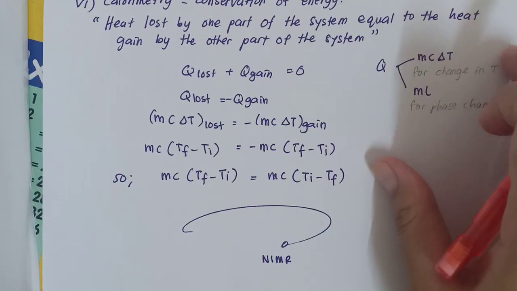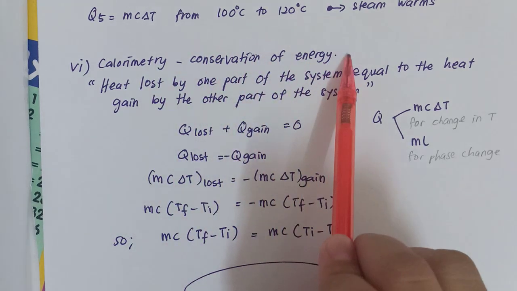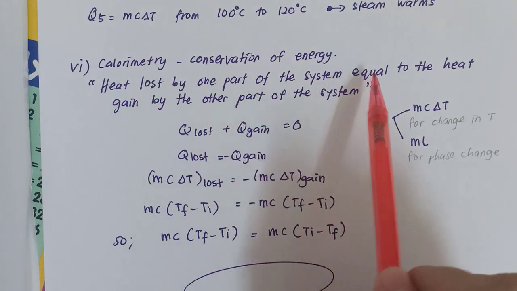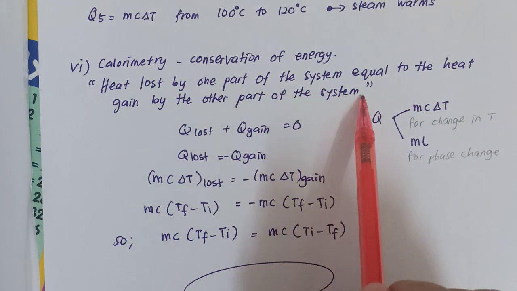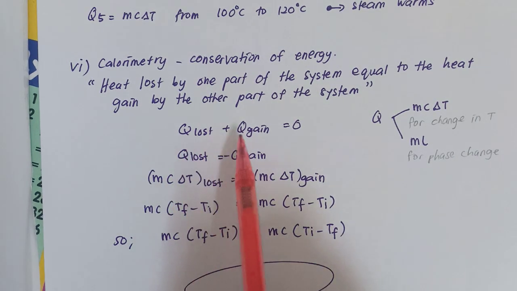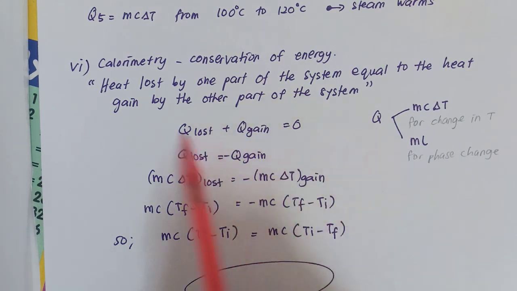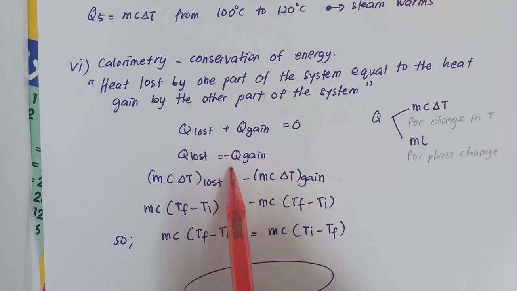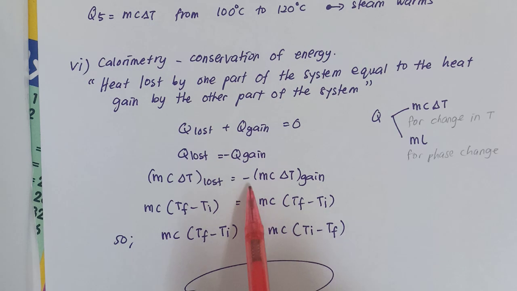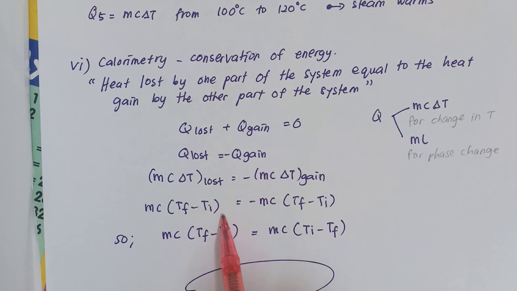And last but not least, we have calorimetry. For calorimetry, we have the conservation of energy. Conservation of energy says that heat lost by one part of the system equals the heat gained by the other part of the system. So in a way, you can write it as Q loss plus Q gain must equal 0 because it is conserved. That means if you rearrange this, you get Q loss equals negative Q gain. Then rearrange and expand, and you will have it this way. Be careful, on the right side you will have a negative sign. So again, do the expansion.